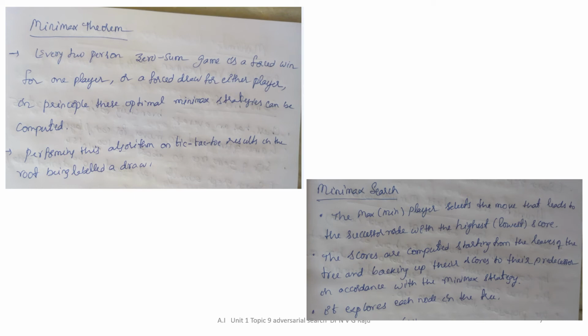Let us discuss minimax search. The max player selects the move that leads to the successor node with the highest score, whereas the min player selects the move which leads to the successor node with the lowest score. The scores are computed starting from the leaves of the tree and backing up the scores to their predecessors in accordance with the minimax strategy. It explores each node in the tree.